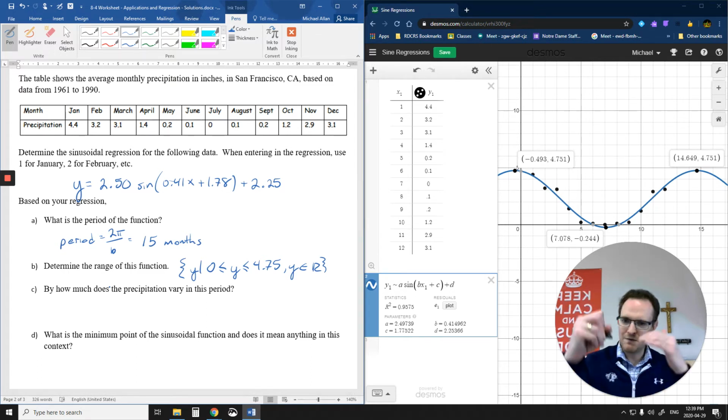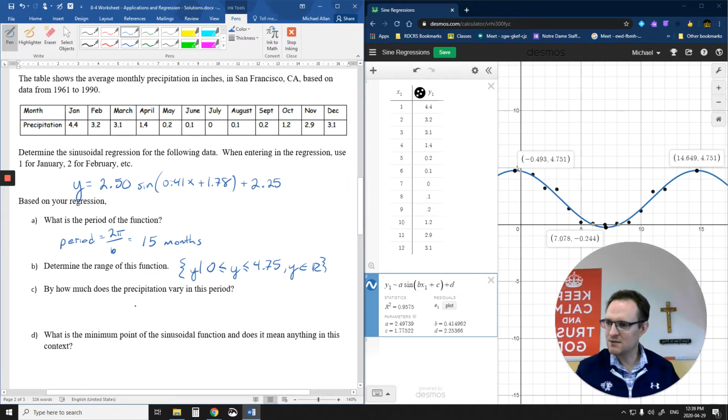How much does the precipitation vary in this period? It varies. Maybe from the max to the min, so I'm just going to subtract them. It doesn't specify, are these like millimeters or something? I don't know. 4.75 minus 0, but 4.75.